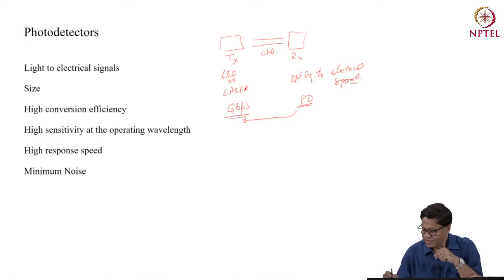And the photodetector generates noise. The sources of noise generated inside the photodetector we will study, and the idea is to have minimum noise, so that at the receiver your signal to noise ratio is maximized.